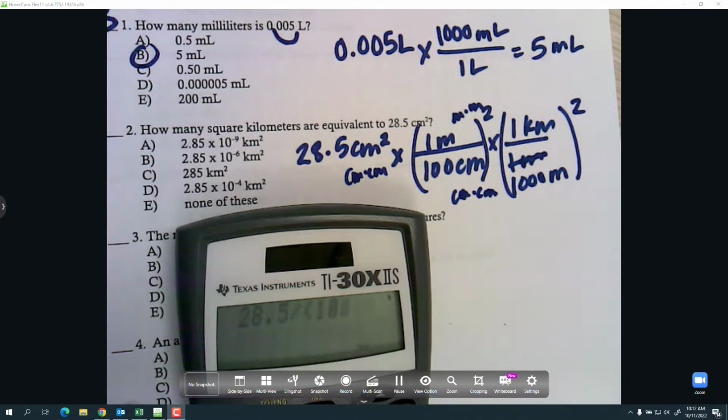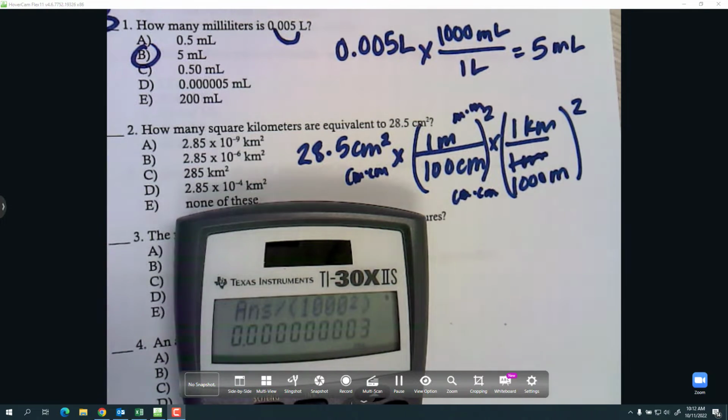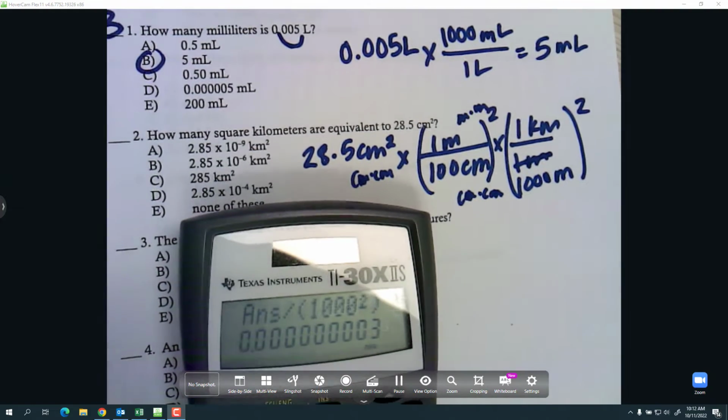divided by, I'm going to do it in steps just to make sure everything ends up in the right place. So 100 squared, and then divided by 1,000 squared. I have a super tiny number. I only see a 3. That's not good. That doesn't match any of my answers. That's dropping a bunch of sig figs.